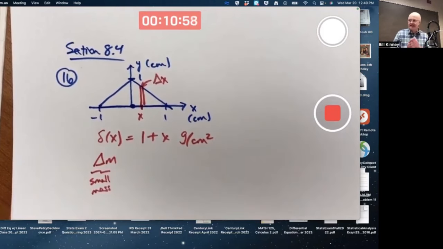The density is approximately constant. Take that density and multiply times the area of the thin slice. This would be approximately delta of x times delta A. This is the small mass of thin slice. This is the small area of thin slice.